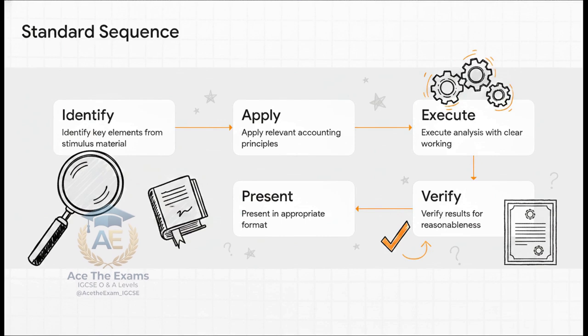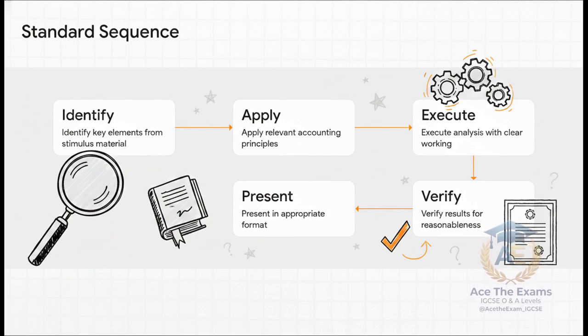The examiner's secret to awarding marks lies in your systematic process, the method mark strategy, not just your final answer. When you tackle a complex past paper, you must follow this exact standardized 5-step sequence. First, identify the key elements. Second, apply the relevant principles. Third, execute your analysis. Fourth, verify your results. And fifth, present in format.